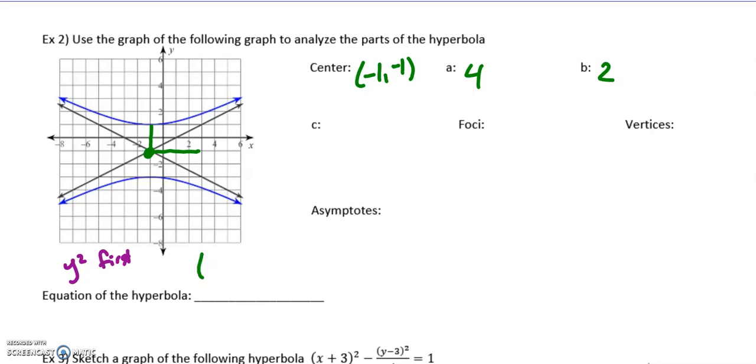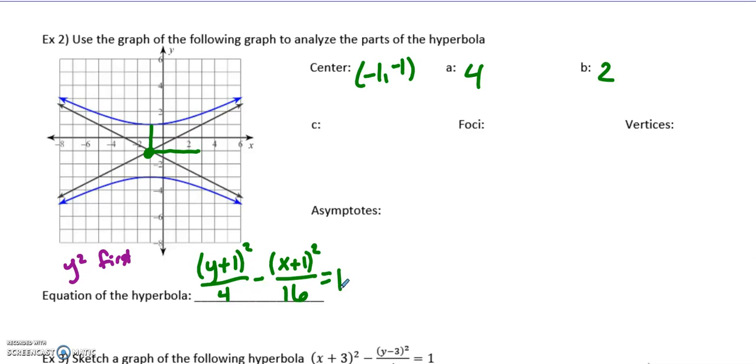So I know that it's going to be y first, y opposite k, squared, over, now be careful, put b squared in here. So that's 4, because b goes with y, minus x opposite h, plus 1 squared, over 16 because the a value goes with x. This equals 1.